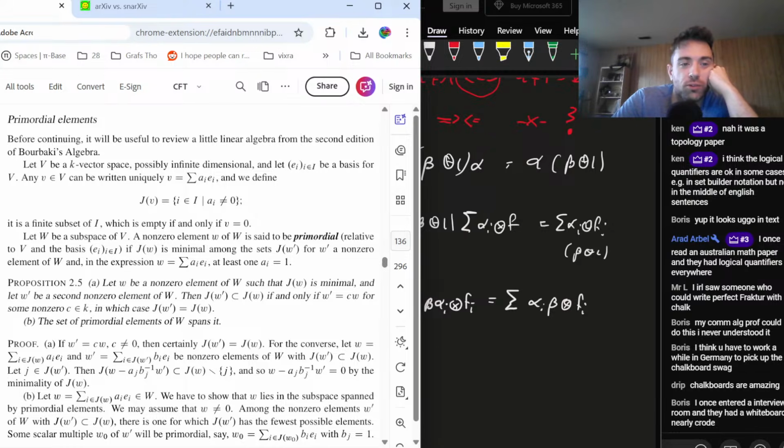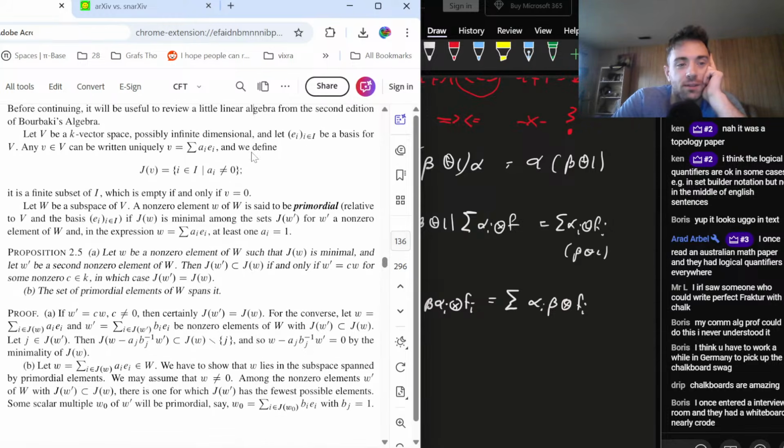Primordial elements. Before continuing, it will be useful to review a little linear algebra. Wait, haven't we been doing that for like 20 pages? From the second edition of Bourbaki.